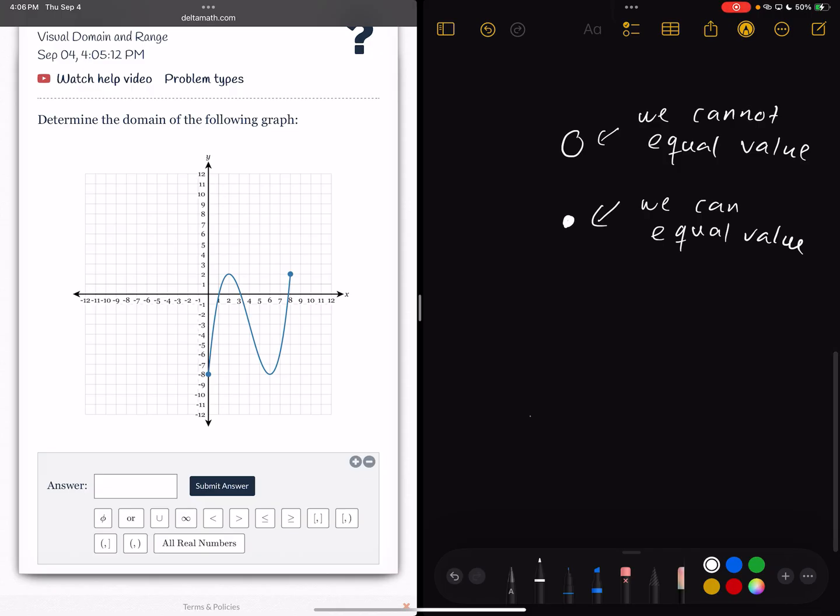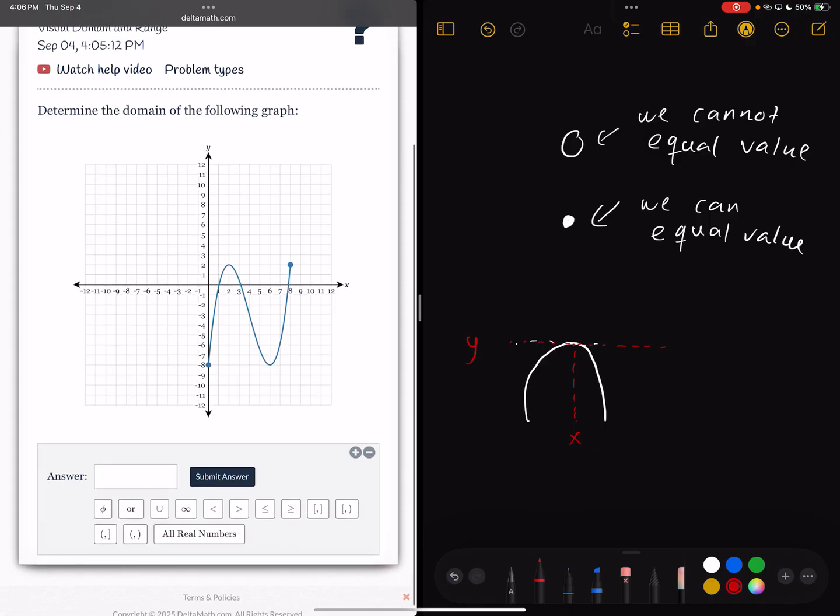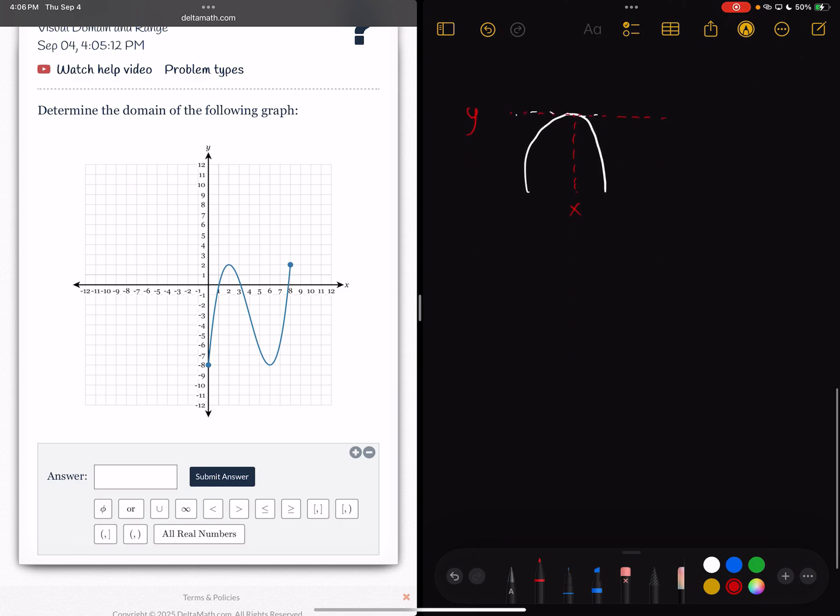Sometimes you can also equal the value if you're in a curve and that curve intersects with some y value and that same x value. So it just depends on the graph. So let's take a look at a couple graphs. For this one, we're asked for the domain. For domain, we are looking to see how far to the left this graph goes all the way to the farthest right of the graph.